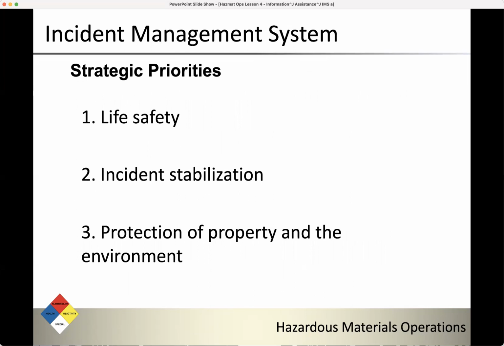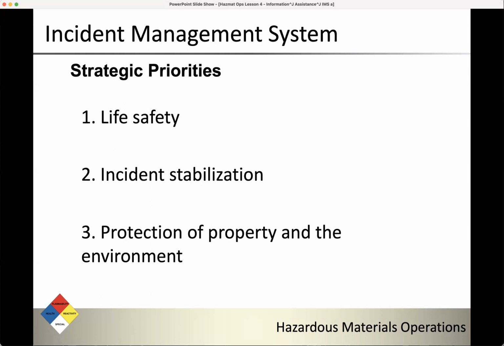All right. So now we're going to talk about the incident management system, or the incident command system, ICS. With anything, we have some strategic priorities. These are the things that in general we want to accomplish, and they are in a specific order. They are: number one is life safety, number two is incident stabilization, and three, protection of property and the environment.